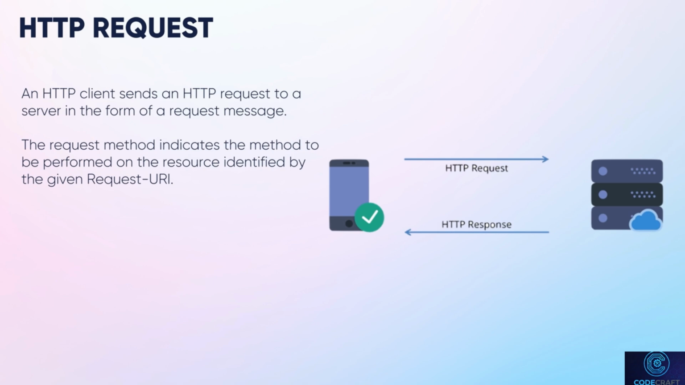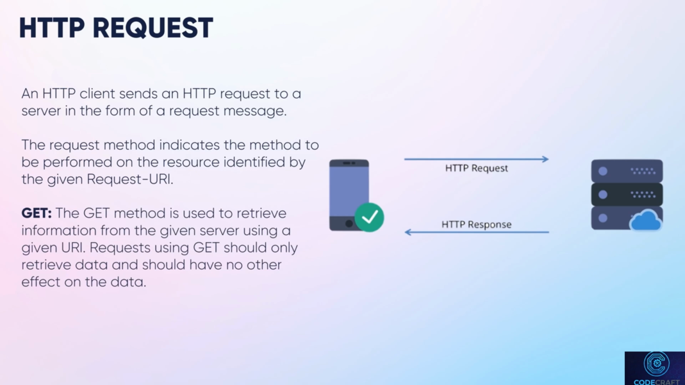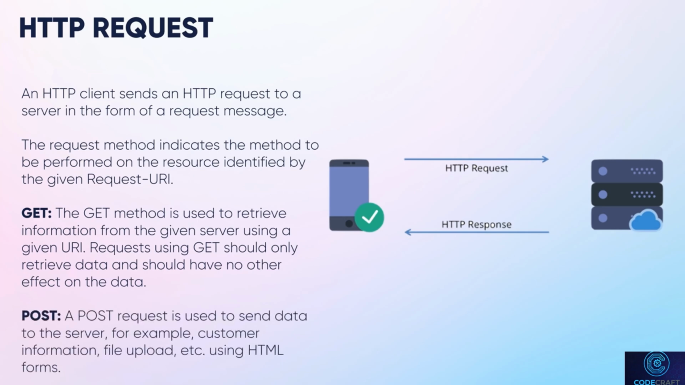HTTP involves two fundamental components, requests and responses. Let's start with the HTTP request. The request begins with an HTTP method, which indicates the action the client wants to perform. Common methods include GET and POST. GET is used to retrieve data from the server, and requests using GET should only retrieve data and should have no other effect on the data.